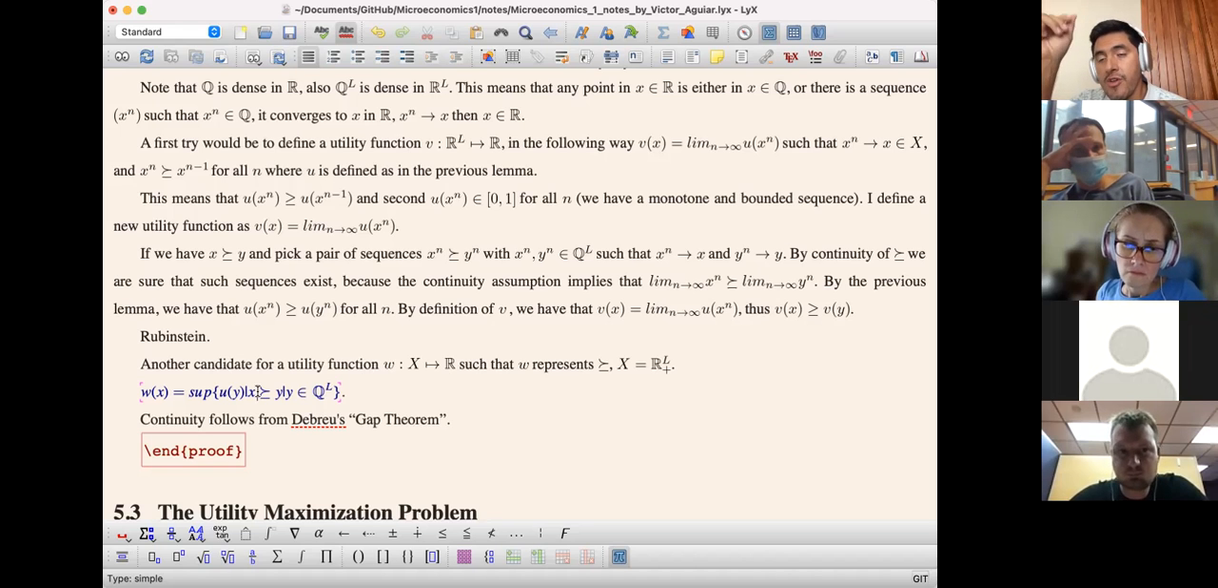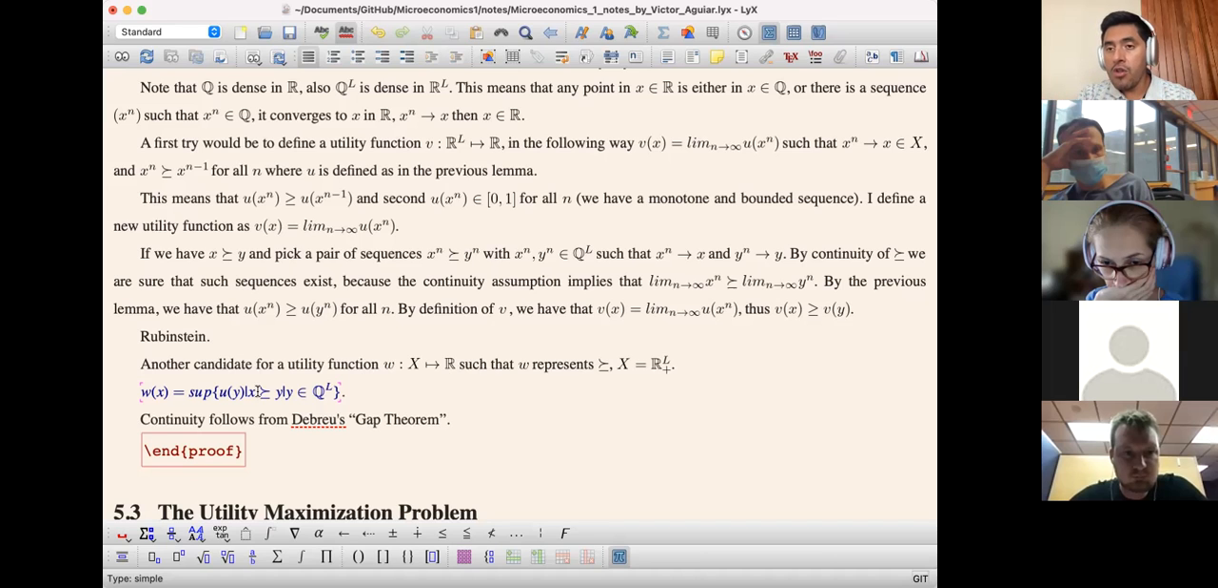This construction is of course highly technical. Usually it's left for a field course, when you study decision theory, and then you can study Debreu's gap theorem. But at this stage, we're just going to show that the constructed utility is in fact continuous, and continuity follows from a technical result due to Debreu.